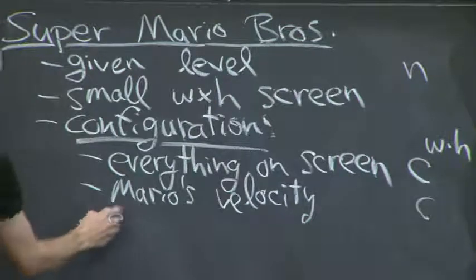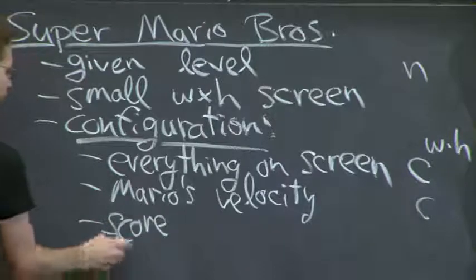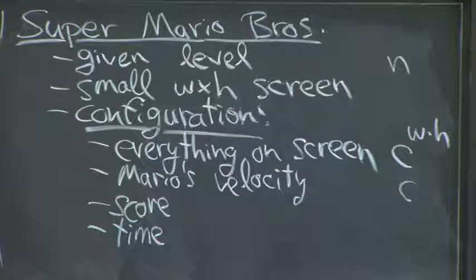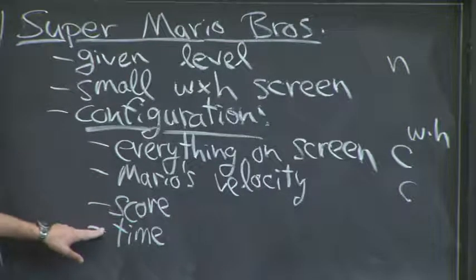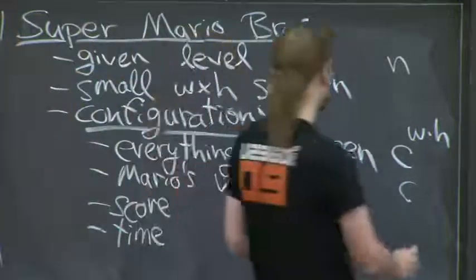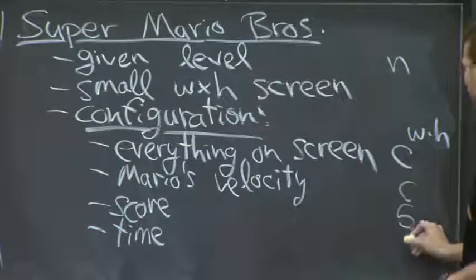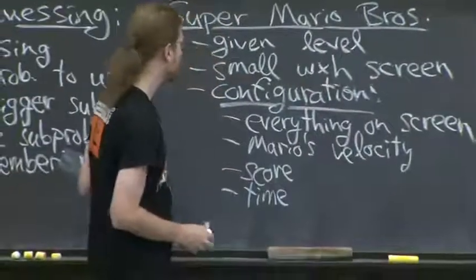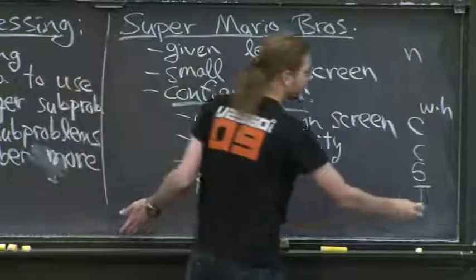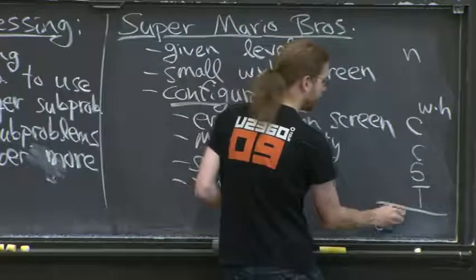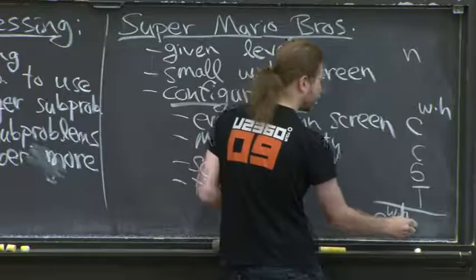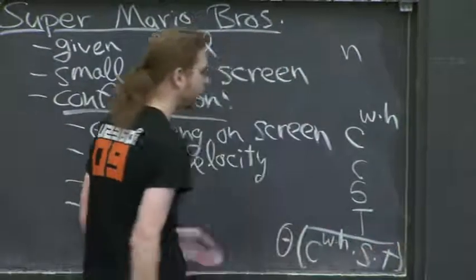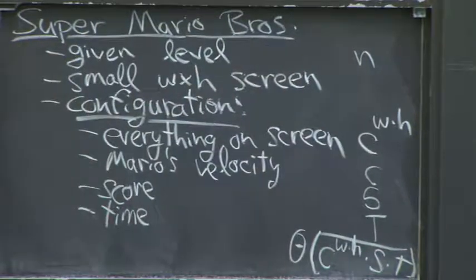You want to remember the score, if you want to maximize score. And let's say you also want to know how much time is left. There's a time counter. If it hits 0, you die. Now, these are kind of annoying because they're integers and could be kind of large. So I'm going to say the score could be capital S big, and time could be capital T big. So this will be a pseudo-polynomial algorithm. The number of configurations in total is a product of these things. It's exponential in W and H, and then we multiply by S and T. So that's the number of configurations, and that's also going to be our subproblem.